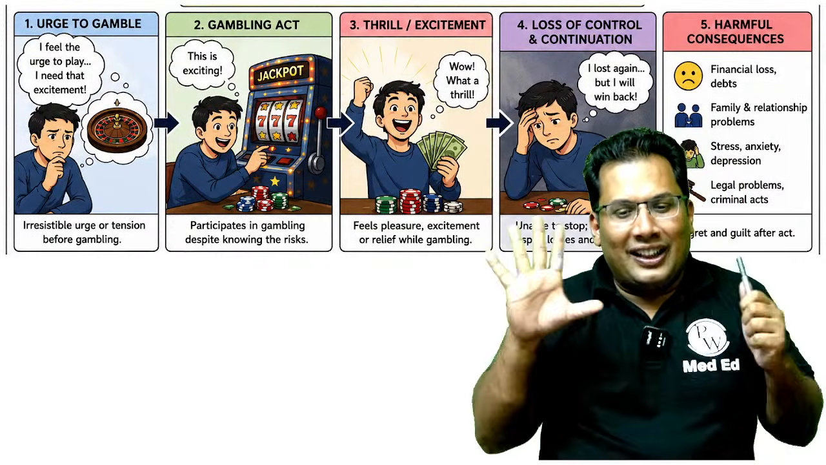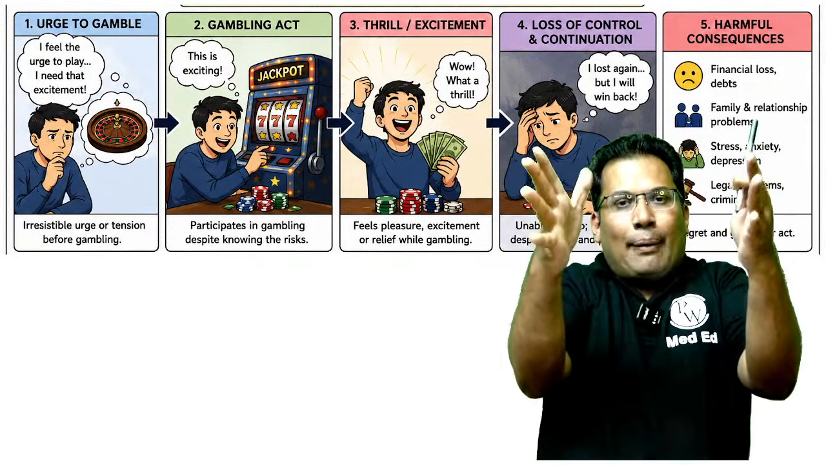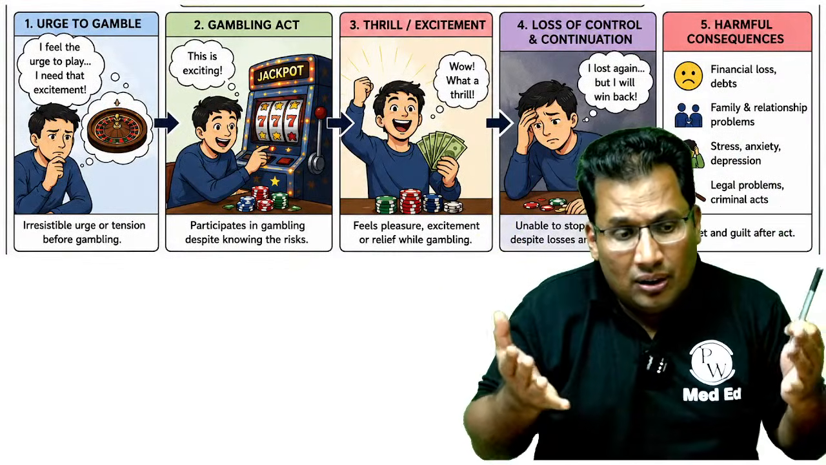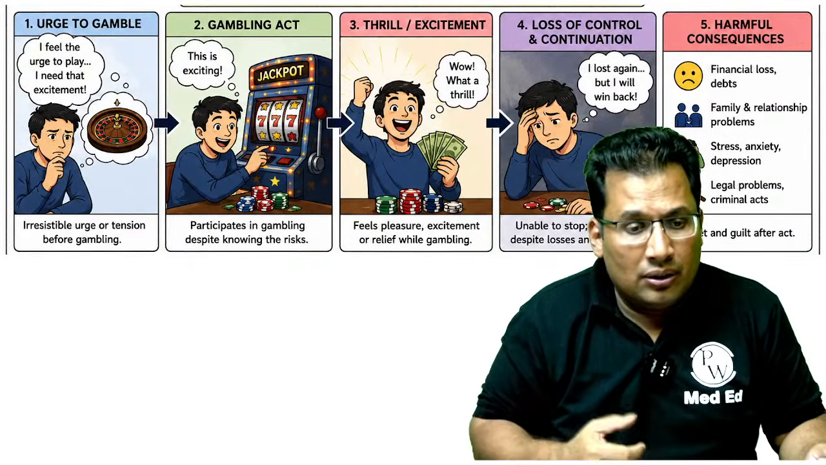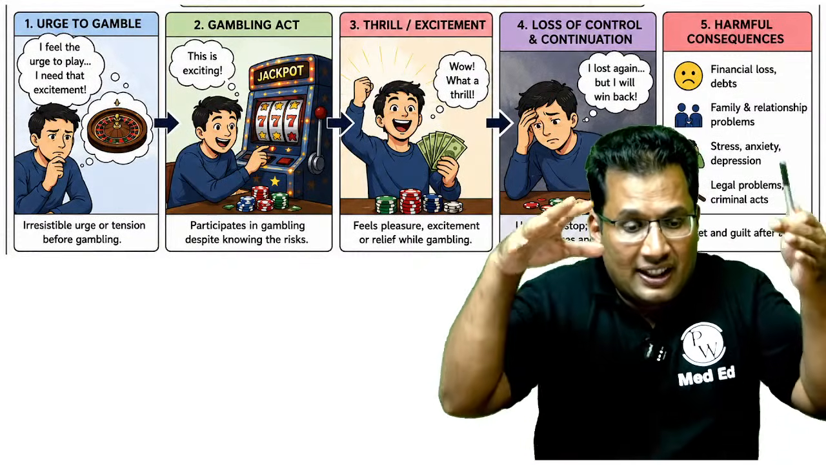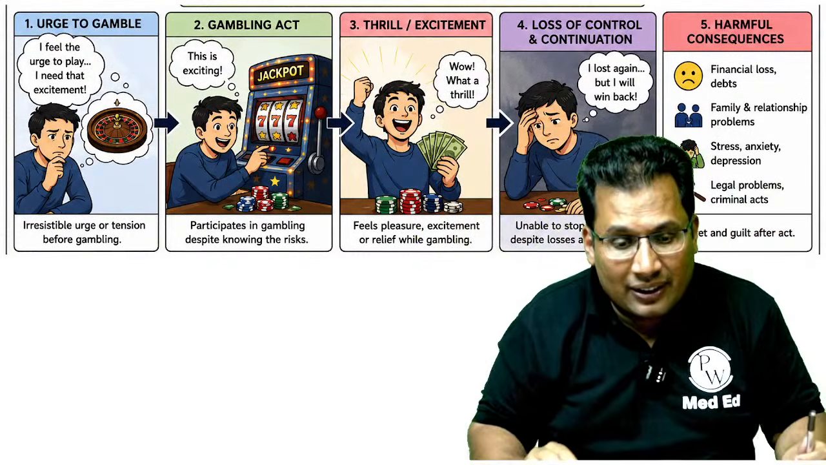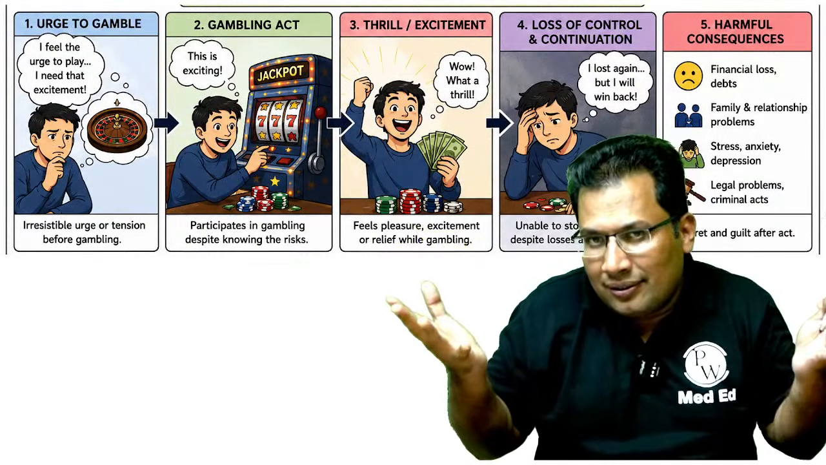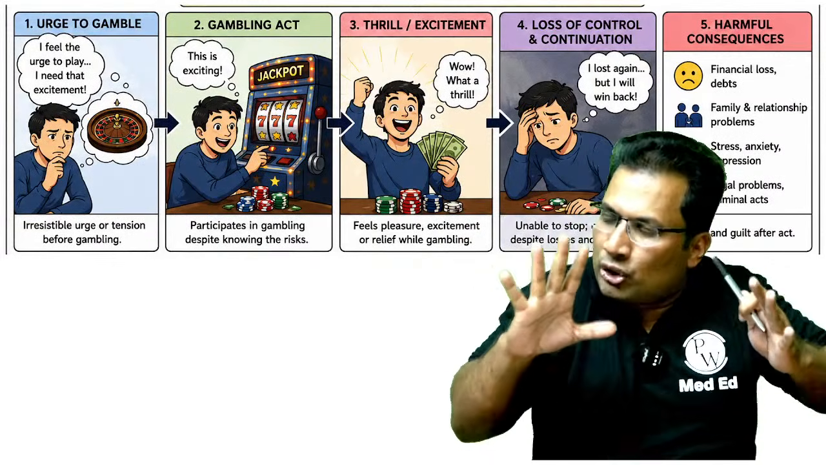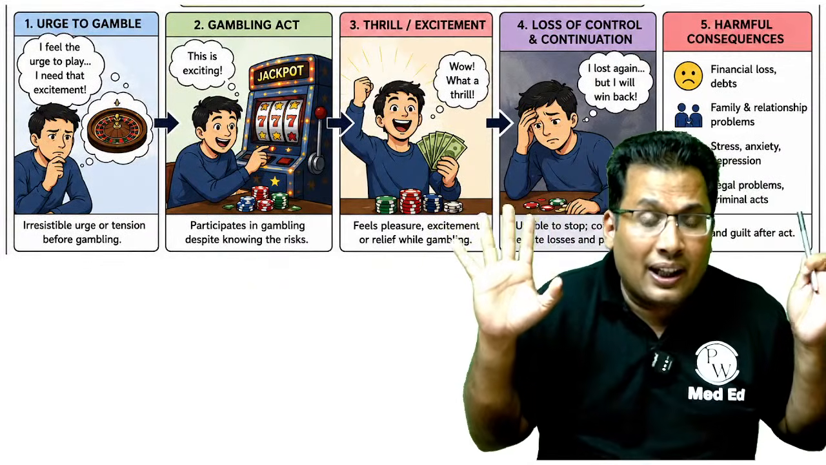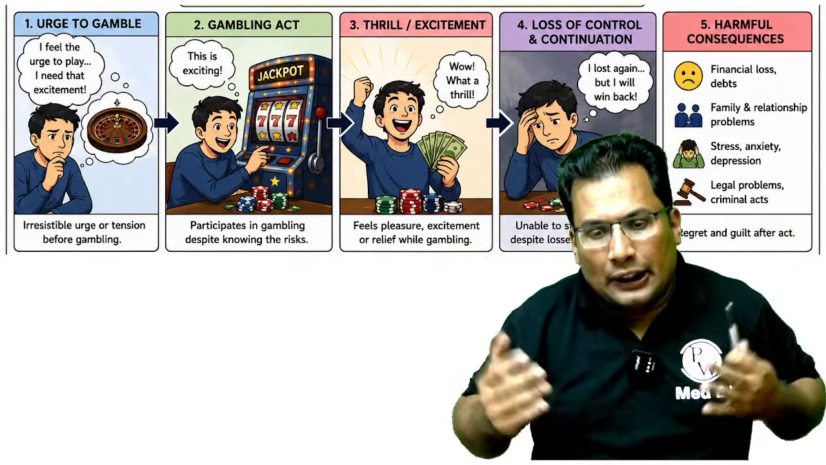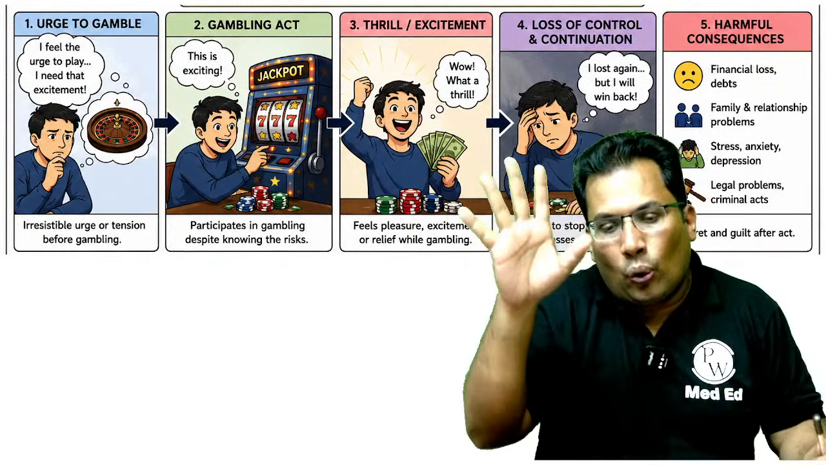Look at this. This is a very interesting image. Urge to gamble. I feel the urge to play, especially IPL. I need that excitement. Then gambling. This is exciting. He participates in gambling despite knowing the risk. Oh, what a thrill! What a thrill! Feels pleasure, very happy, very satisfied, excitement, relief while playing. Okay, very good. I am playing. Then after that, he loses control and he will continue.